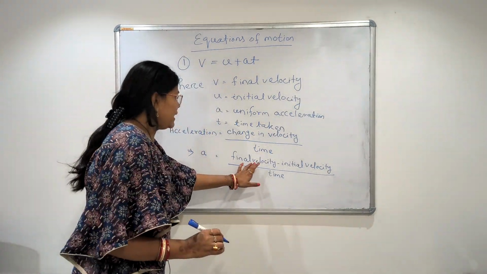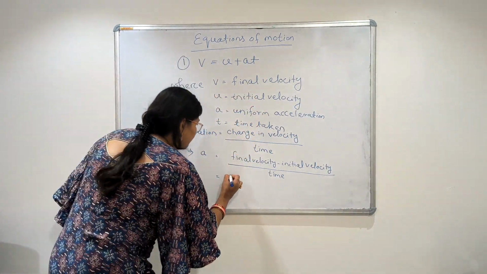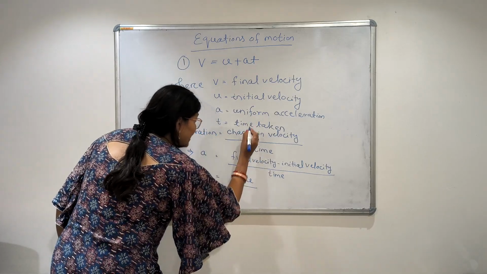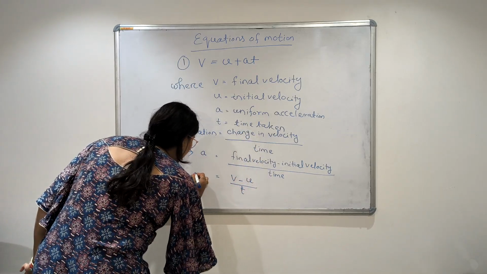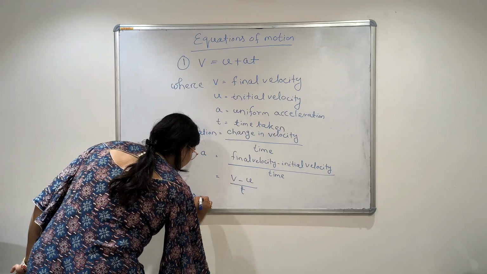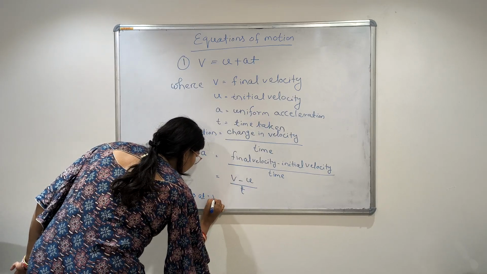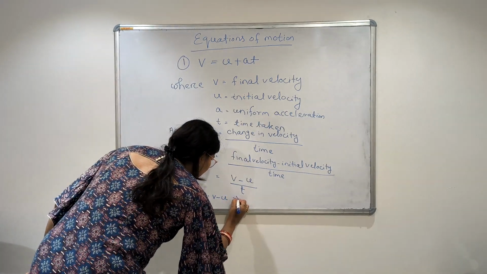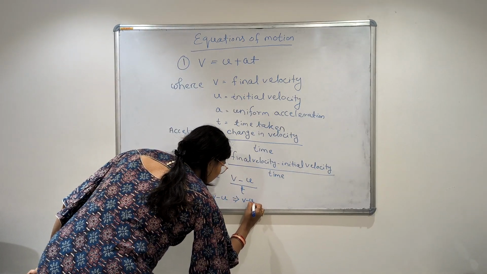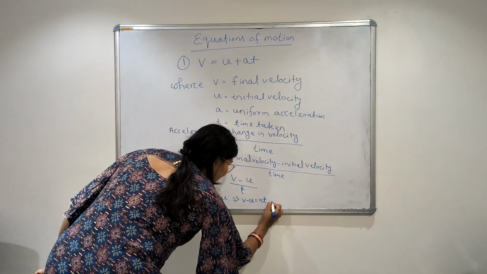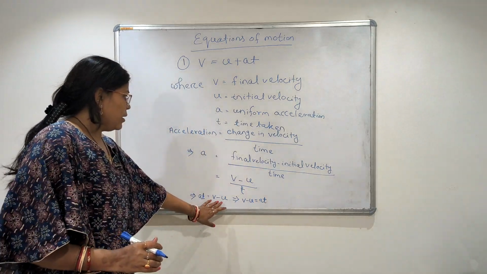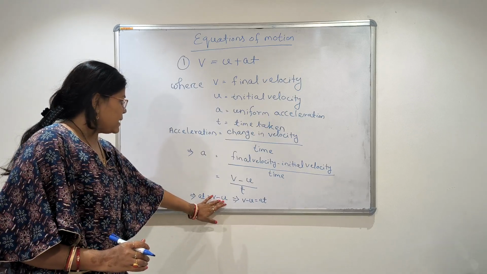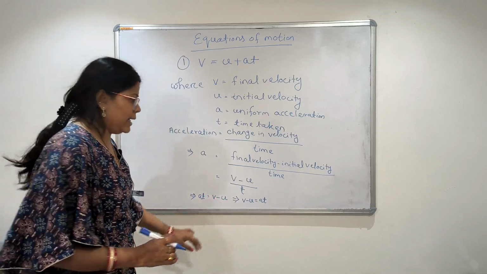So how much? Final velocity is how much? V. Initial velocity is how much? U, divided by time taken is equal to T. So this implies AT is equal to V minus U. This implies V minus U is equal to AT. Can I write this? Only I write the LHS in the RHS and the RHS in the LHS.